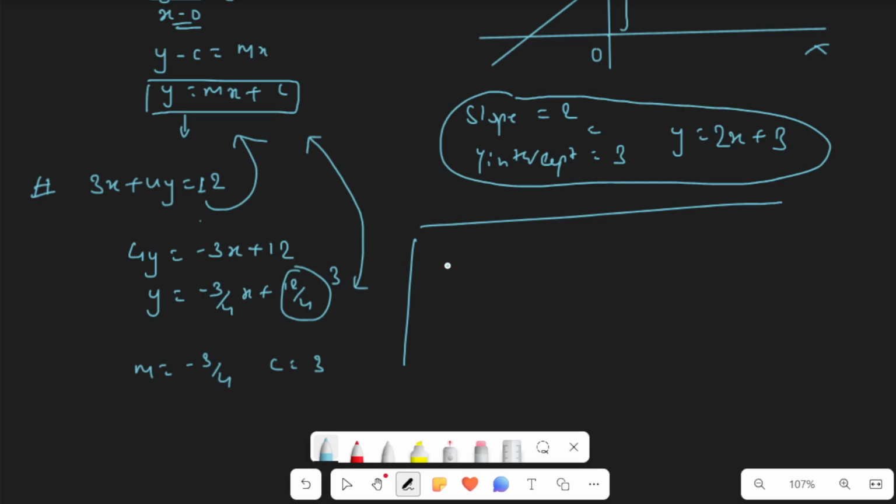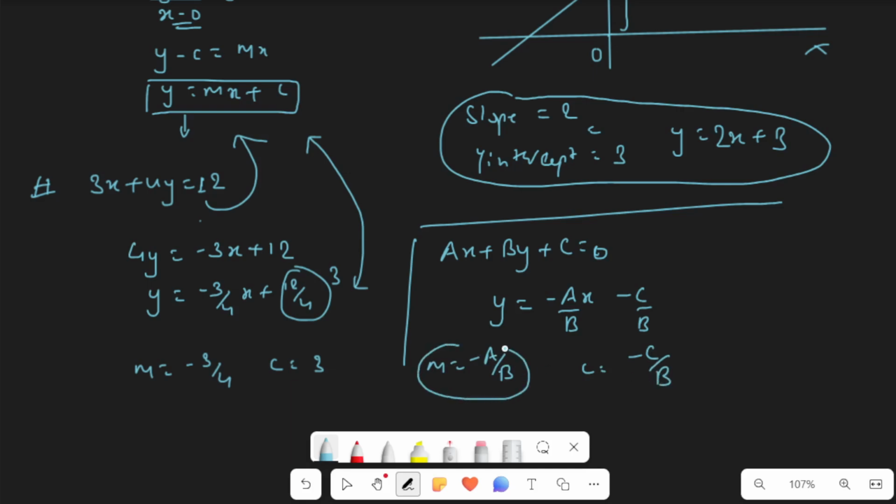Let's make a general formula. From the general formula, let's say we have been given an equation in this form. What we do? We separate y, so it becomes divided by b. And we compare, so slope is given by minus a by b and y-intercept is minus c by b.